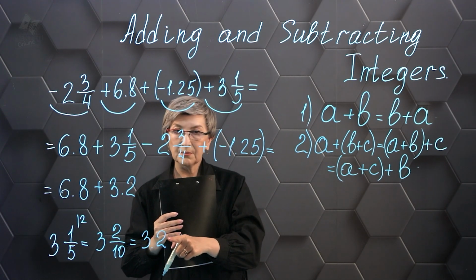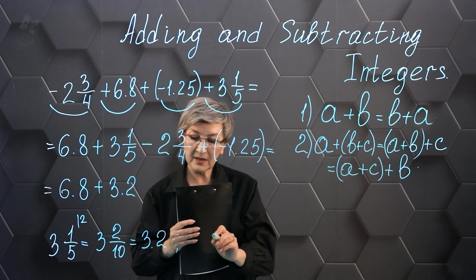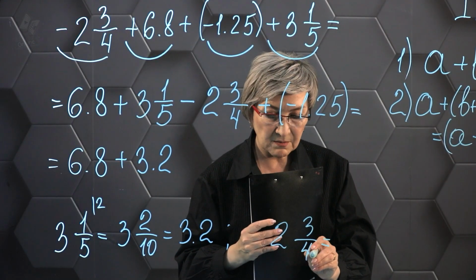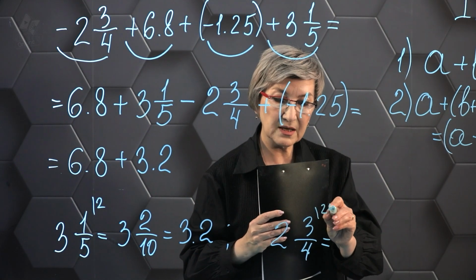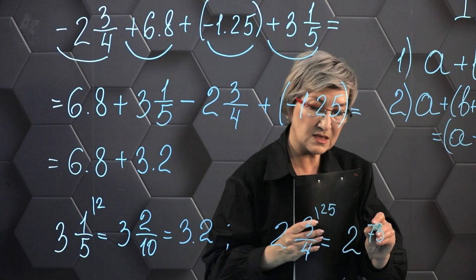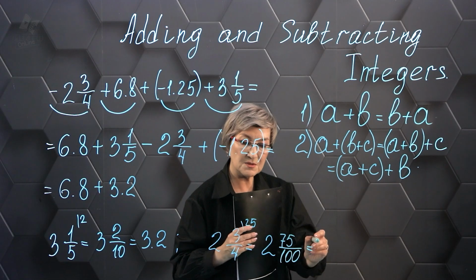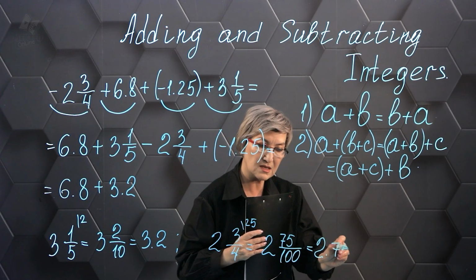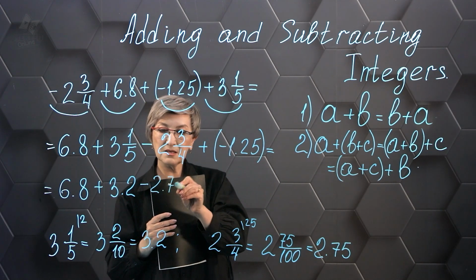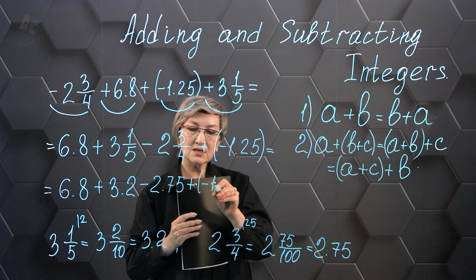I will use the same rule when I write down the number 2 whole 3/4. 2 whole 3/4. I can multiply the denominator 4 by the number 25. The result is 2 whole ones. 3 times 25 is 75. 4 times 25 is 100. And then the number 2 whole 75/100 I can write down as 2.75. And then I write down -2.75. Let's write down plus minus 1.25.